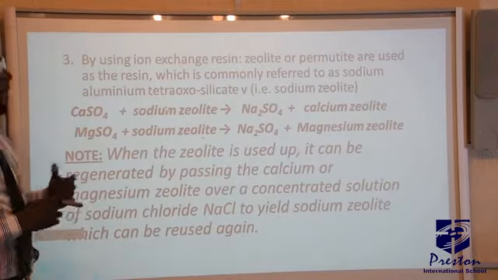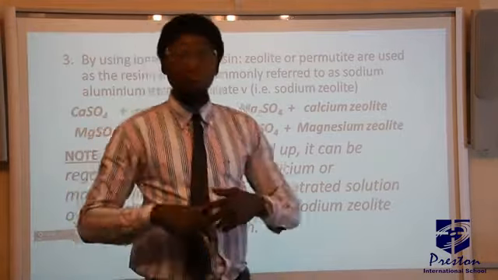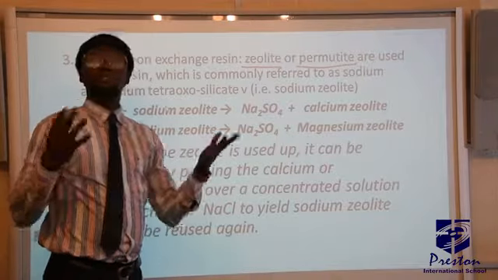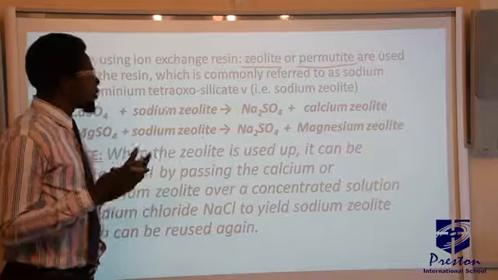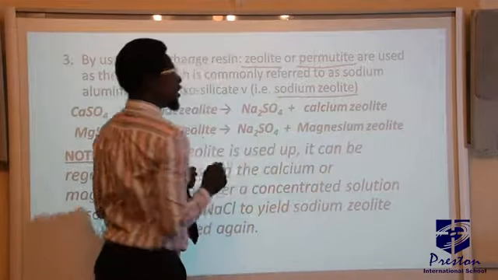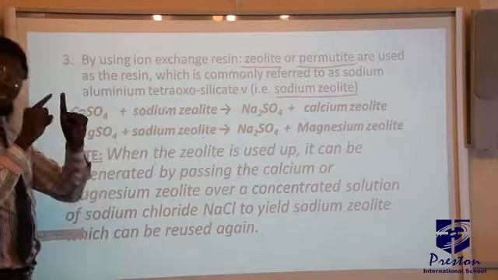Okay, let's look at the third one, by using ion exchange resin. In this case, there are two resins you make use of here, and these are zeolite or permutit. Zeolite is also the same thing as sodium aluminum tetraoxosilicate, and this can also be referred to as sodium zeolite. So during this process, there is always an exchange of ion. Don't forget, calcium is what is responsible for hardness. So the calcium you have in this calcium sulfate will be replaced by sodium in sodium zeolite, while sodium will replace calcium. Then when you look at what we have here, it now becomes sodium sulfate plus calcium zeolite.